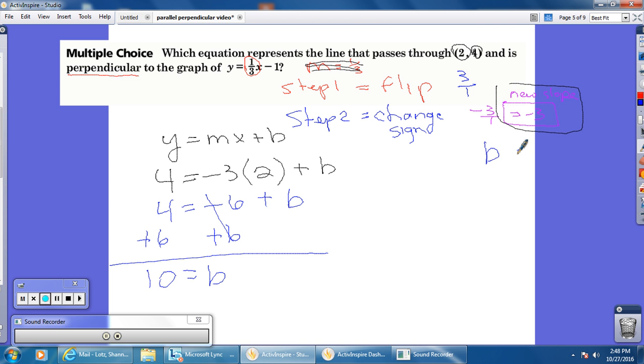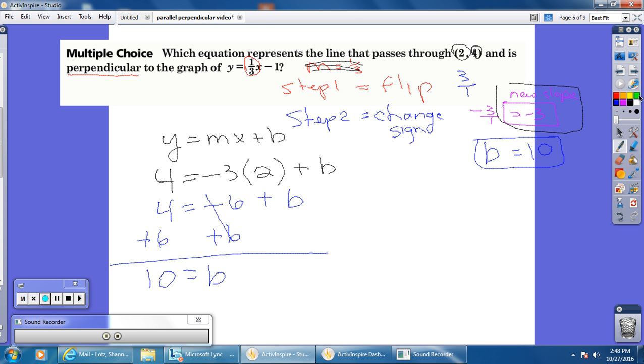So now I have b is equal to 10. And I always like to circle them and put them close so I know how to write my new equation. So my new equation is y equals, I have my new slope here, -3x, and I have my y-intercept at 10.